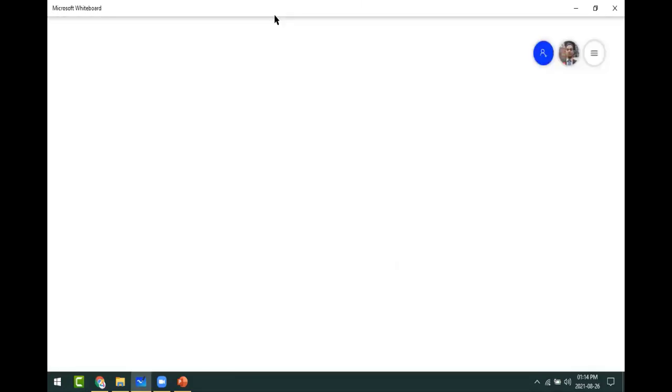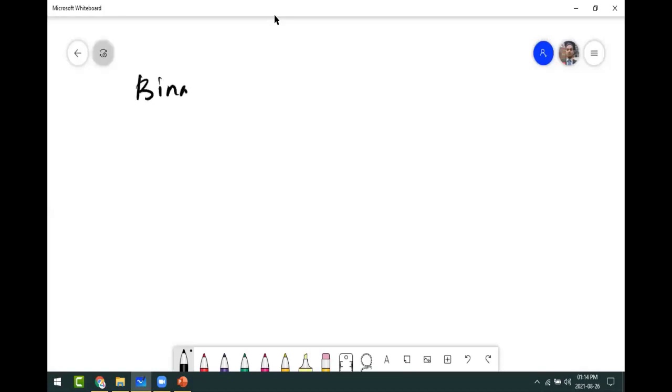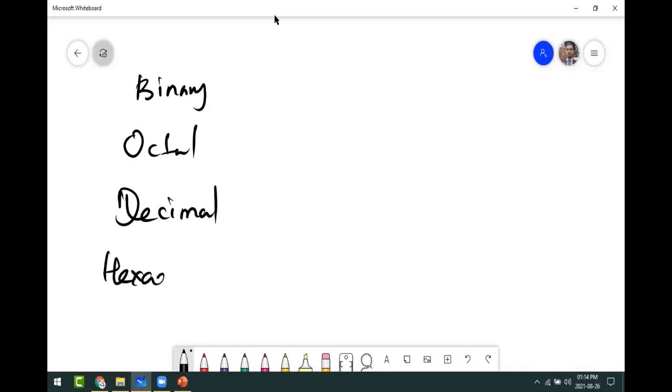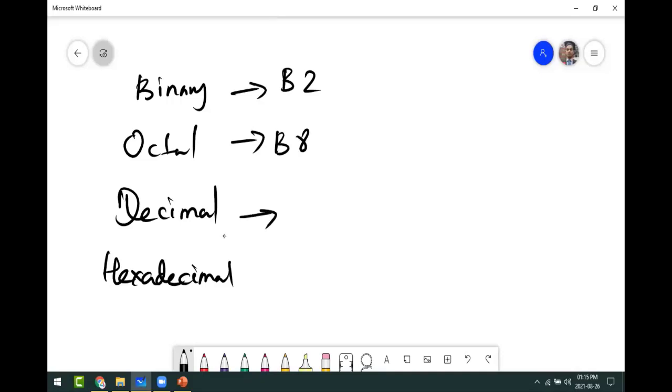Weighted numbers, mostly we discussed these four numbers, right? Binary, octal, decimal, and also we talked about hexadecimal, right? This is base 2, this is base 8, and this one base 10, and also base 16. If there is no any base mentioned, it means it has the base number 10, right?